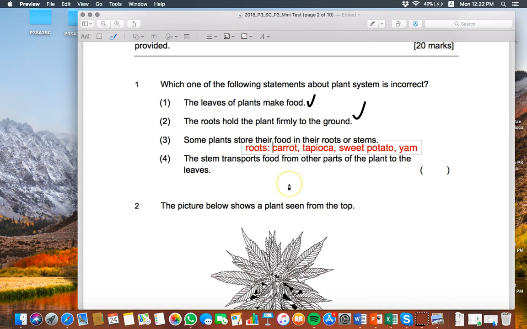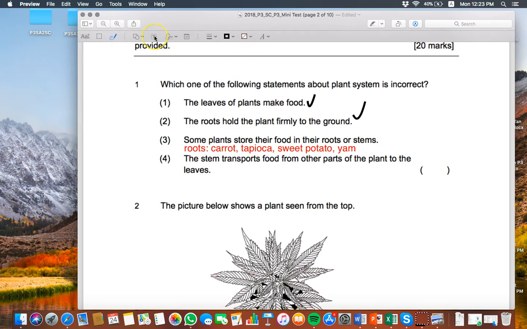Please copy down everything that's written. I repeat, please copy down. Can a relief teacher just help to walk around during this lesson to check if they have written down their corrections and their workings? Thank you.